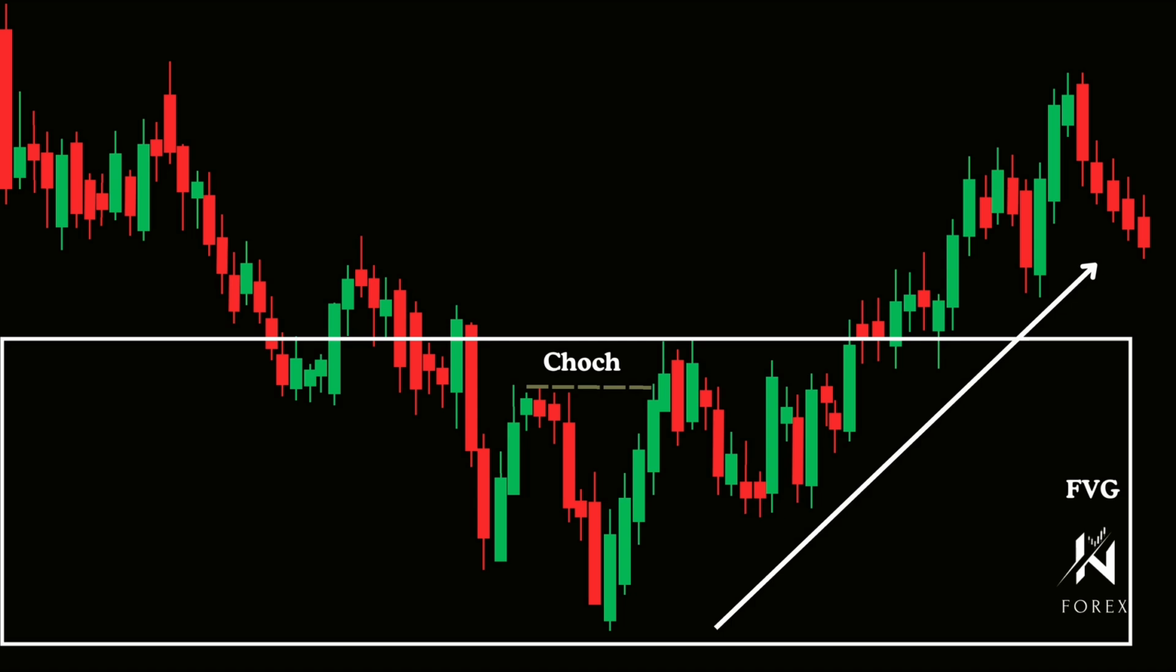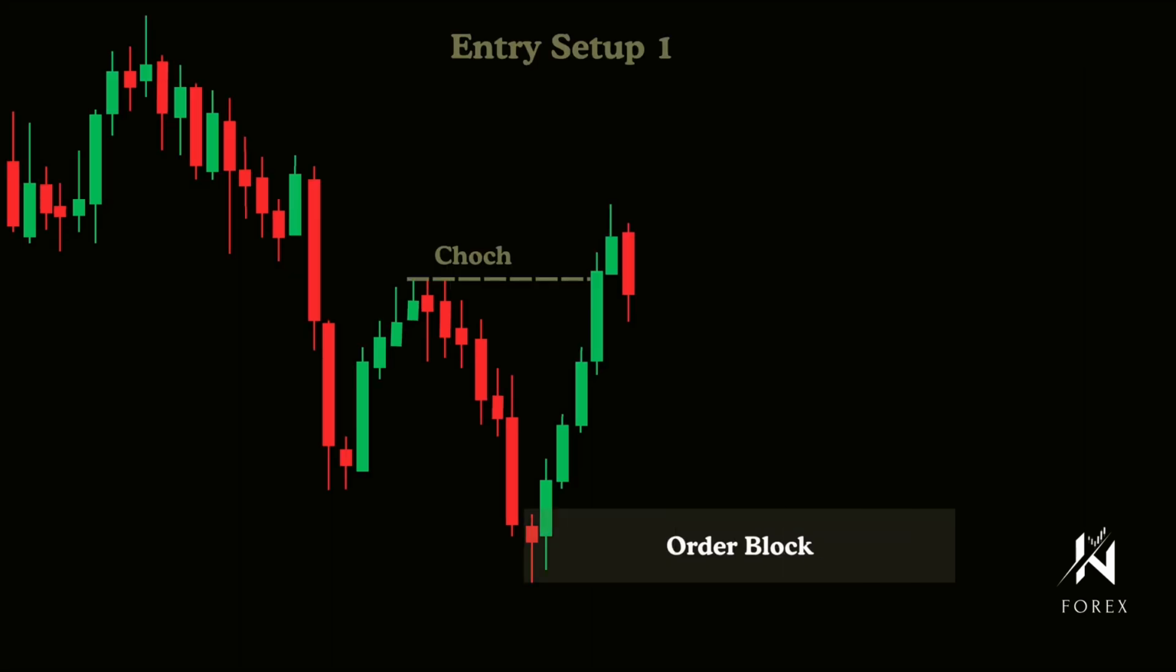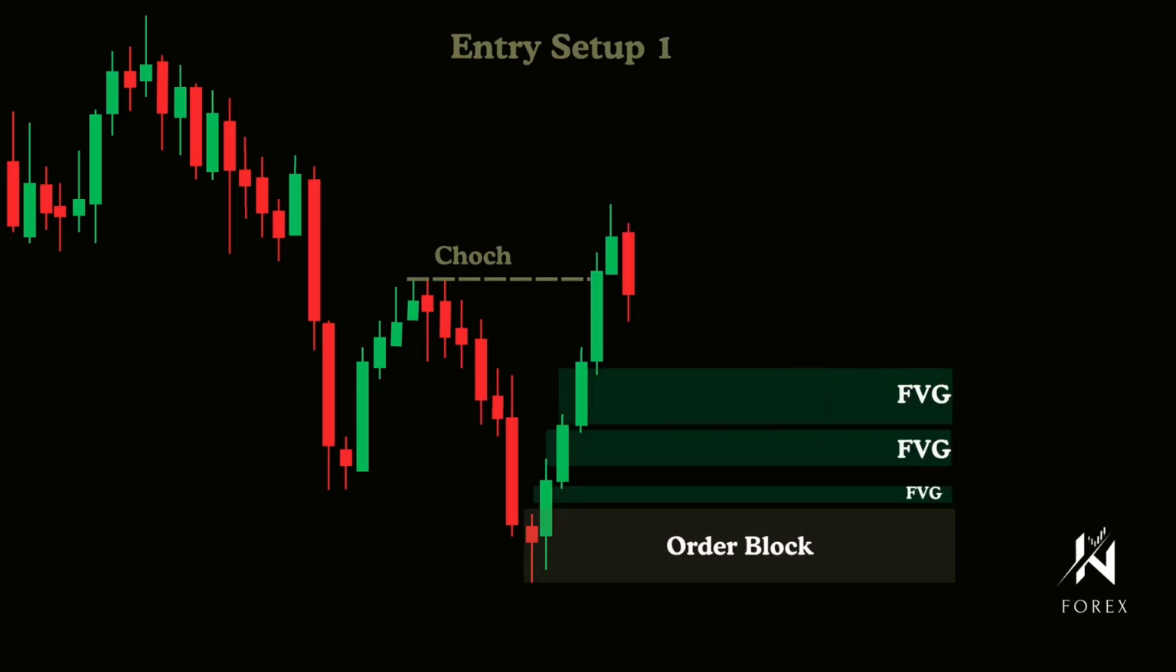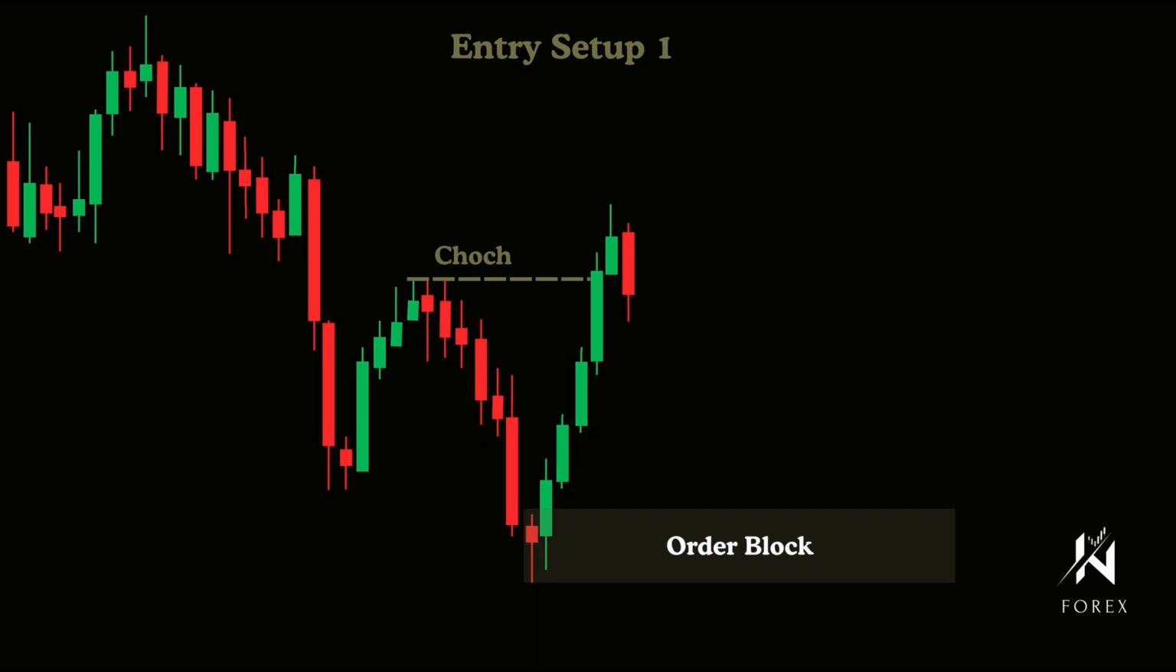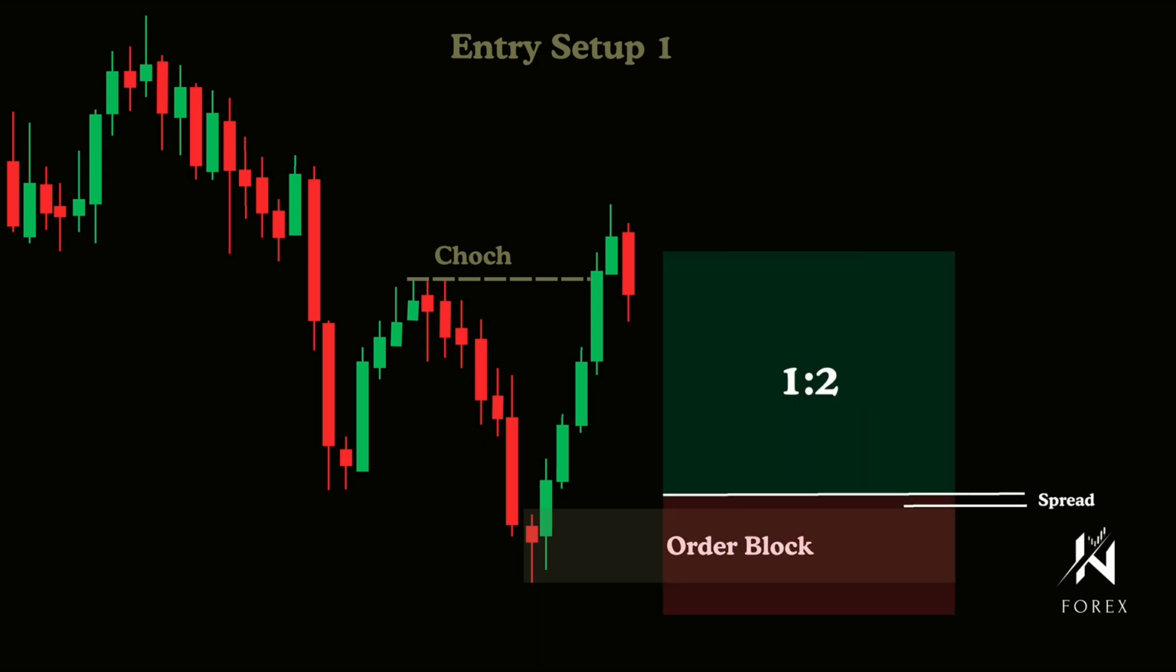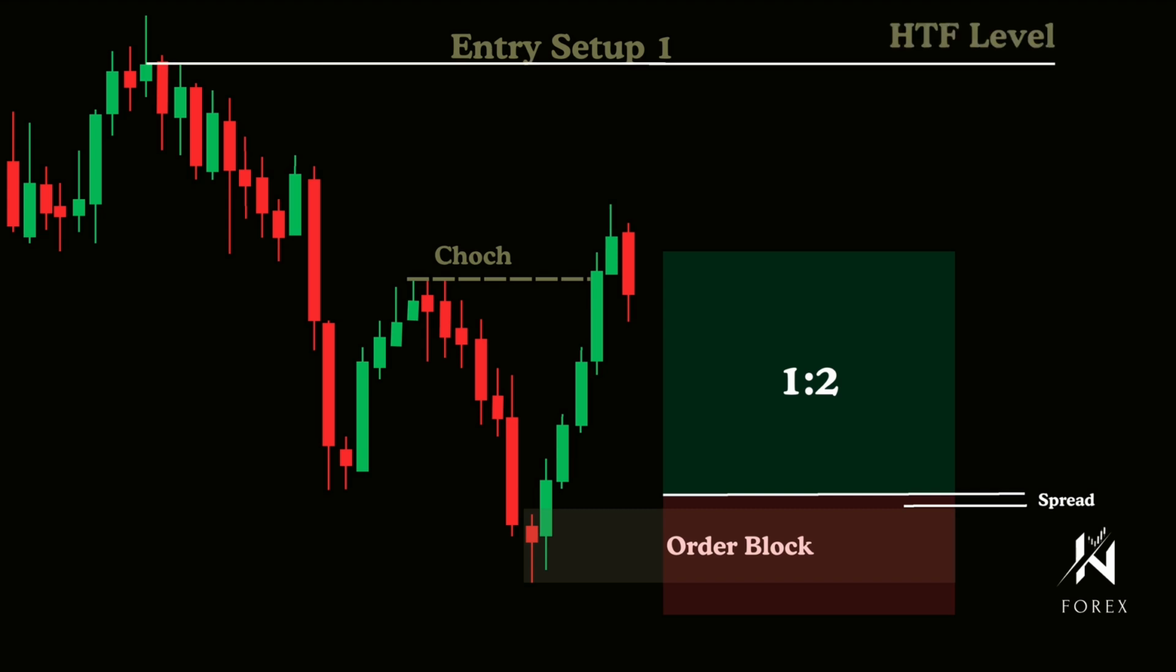Checkmark Model 1, with order block plus fair value gap, FVG. If the CHOCH move creates a valid order block and an FVG, we'll set a buy limit 1 spread above the order block. Place the stop loss just below the swing low. Once price hits a 1 to 2 RR, we move the trade to break even and secure partial profits. If price reaches the higher time frame supply, demand zone, we close the rest.